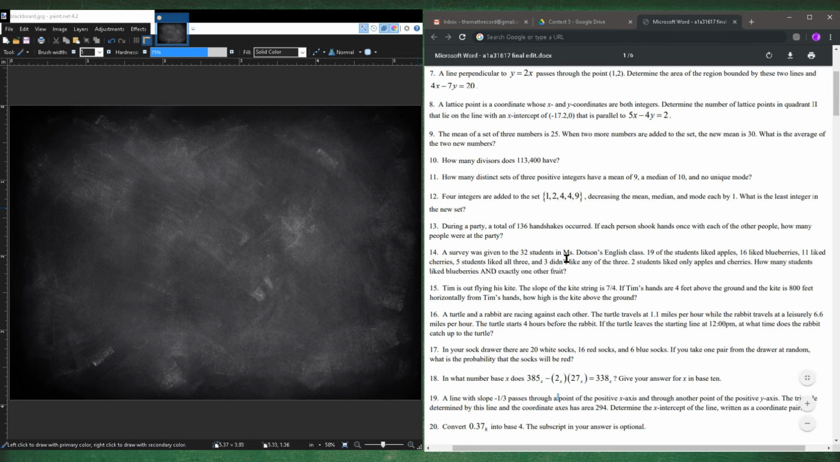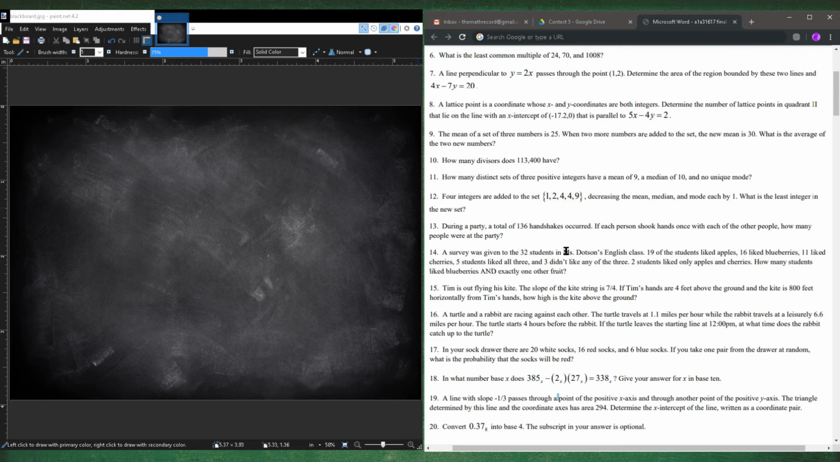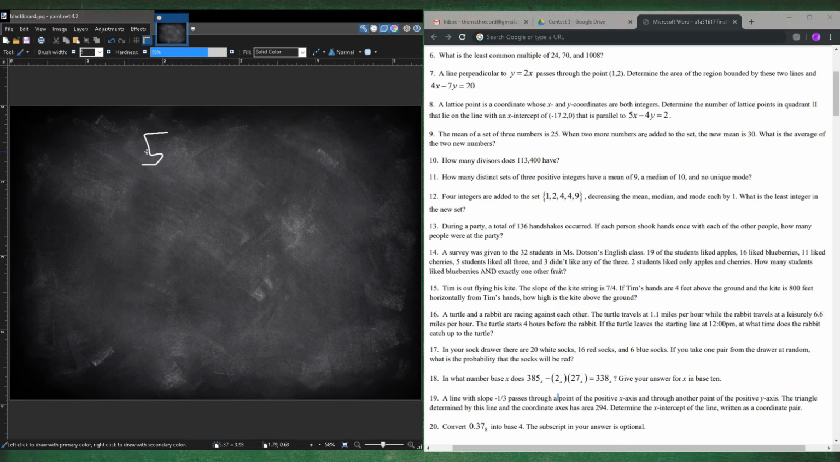Okay, number 13. During a party, a total of 136 handshakes occurred. If each person shook hands once with each of the other people, how many people were at the party? So technically, you're just going to use combinations. Think about it: let's say we have 5 people, 1, 2, 3, 4, 5. This one has to shake hands with this one, this one, this one, and this one. So that's going to be 4.